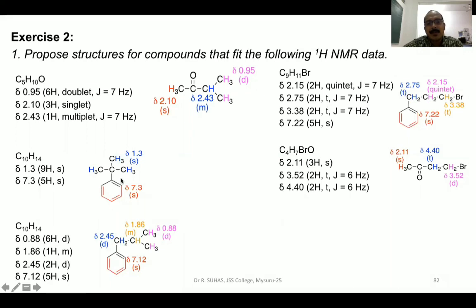So there should be 5 protons, and one of the protons is substituted by some other group, and hence it is called a mono-substituted benzene. The mono-substituted benzene has a delta of 7.3, and usually it appears as a singlet.